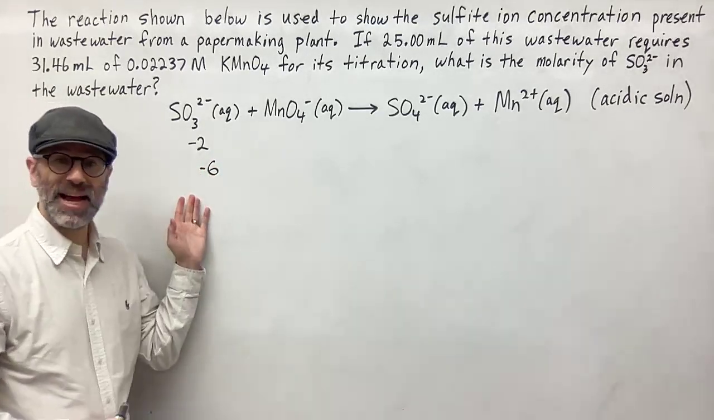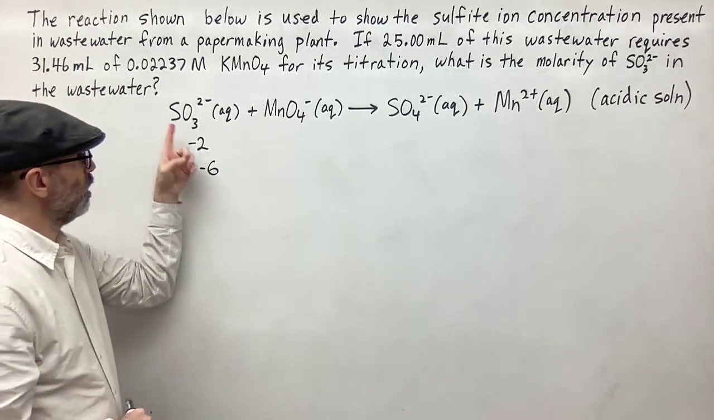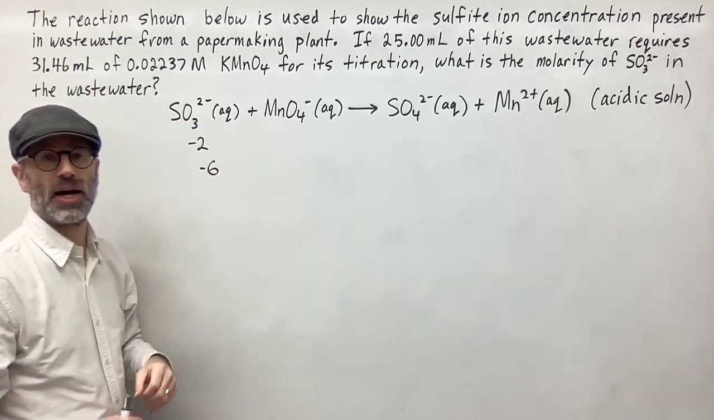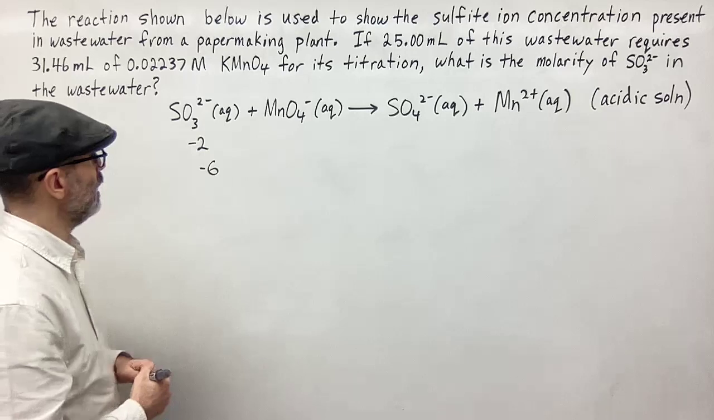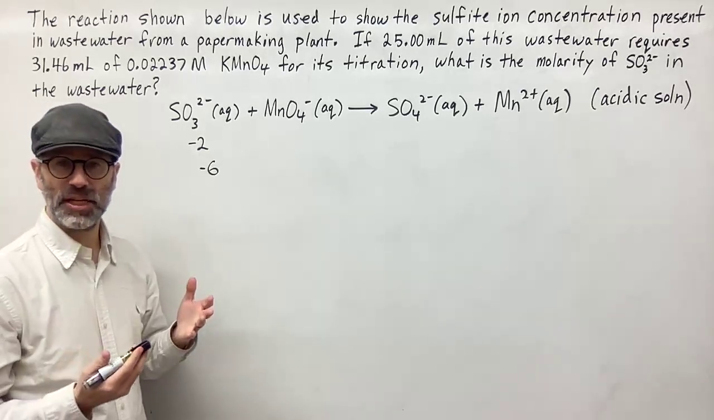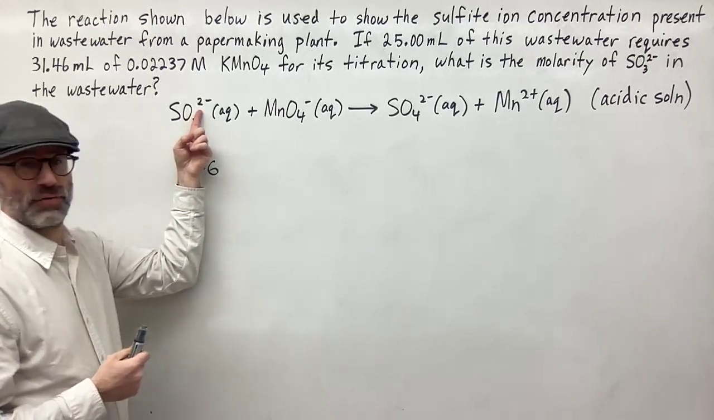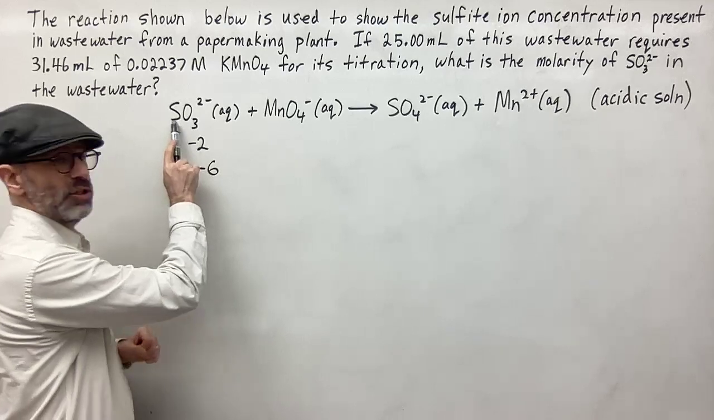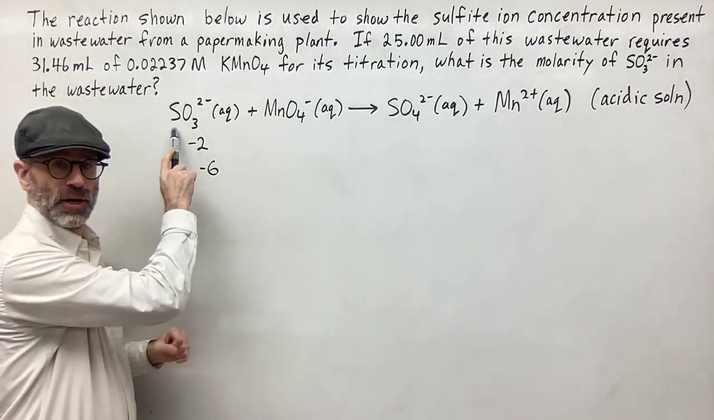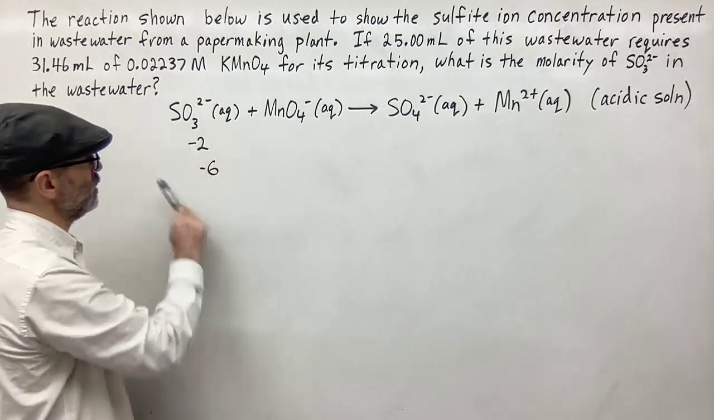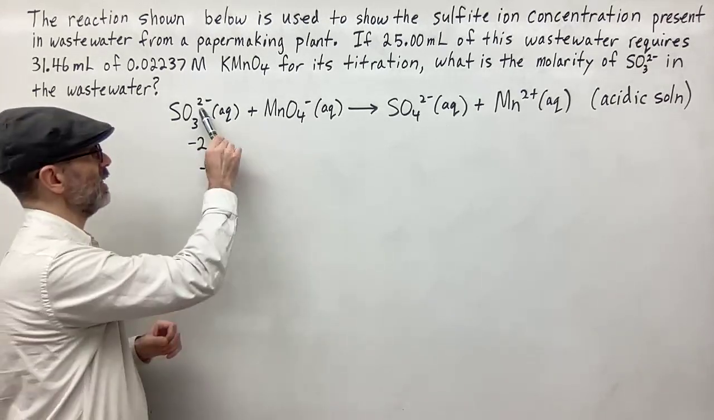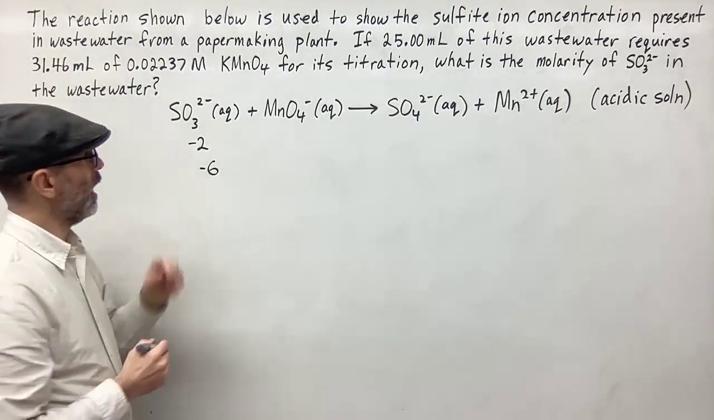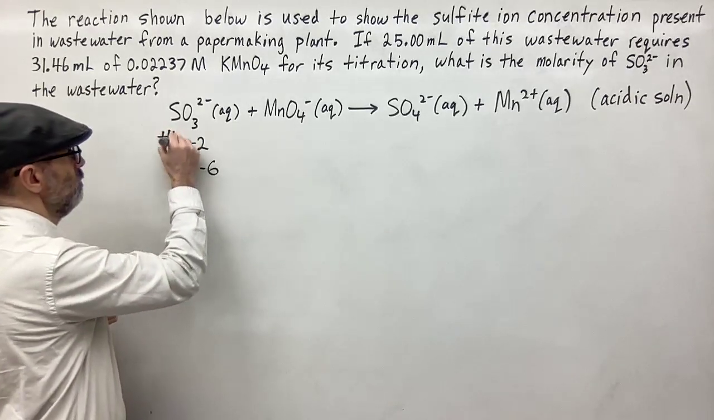One of the rules of assigning oxidation states is that the total of the oxidation states added together must equal the charge on your ion if there is a charge. If there is no charge, then it has to add up to 0. But here we have a charge of 2 minus. So that means that when I assign the oxidation state to sulfur here, it's got to be such that when I add it to -6, I get -2. And that works out if I have a +4 on the sulfur, right?